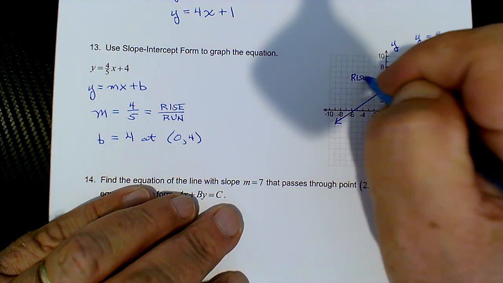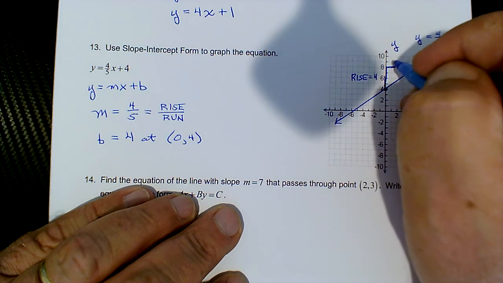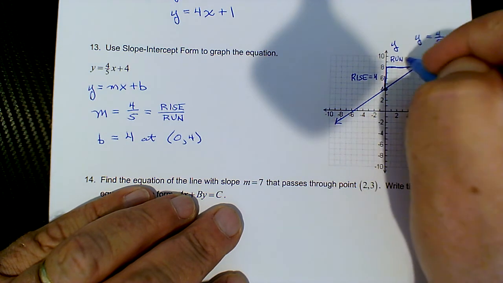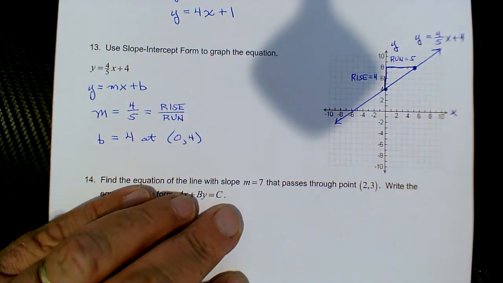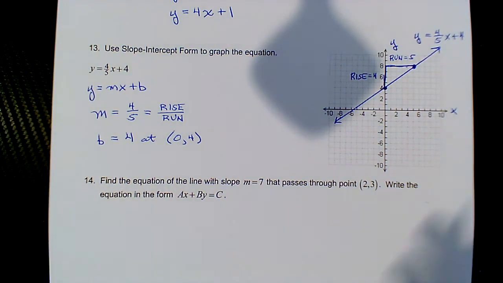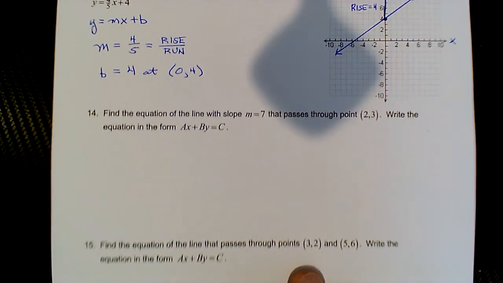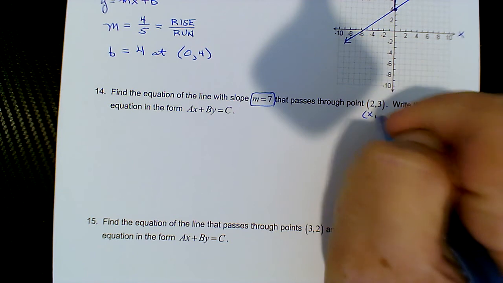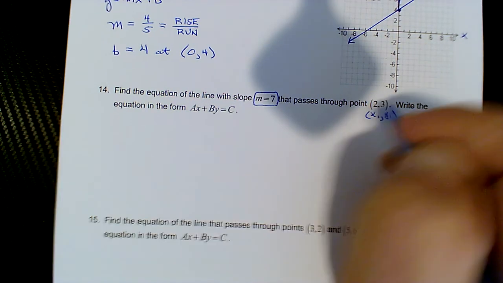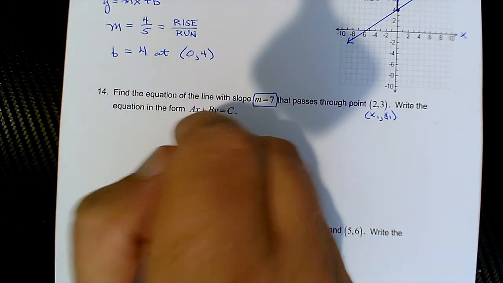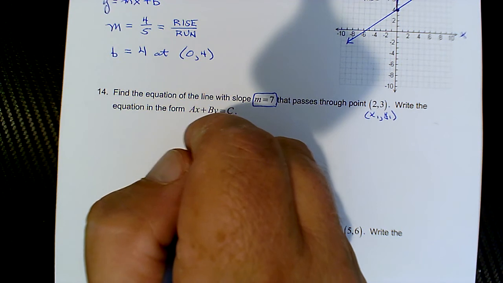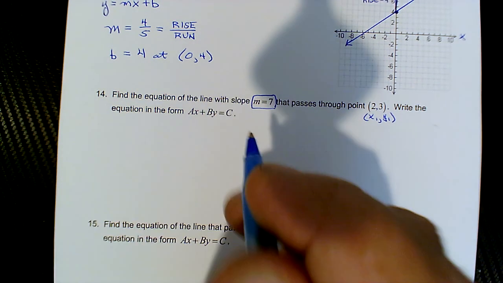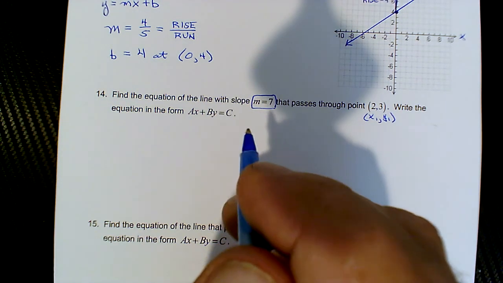Okay, so now we want to find the equation of a line with a given point 2, 3, which we'll label as x1, y1. And note that we want the special form we sometimes refer to as standard form, or general form, ax plus by equals c. Given a slope and a point, we begin with point-slope form. So there's the other equation that you need to memorize: y minus y1 equals m times the quantity x minus x1.